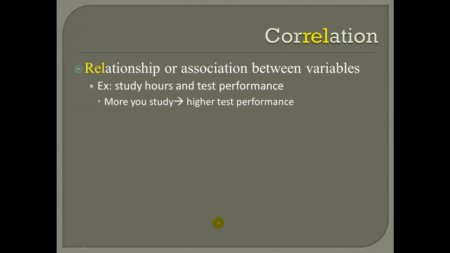So a couple examples here: how much a person studies versus their test performance. Okay, that's something that we would normally think there'd be a relationship in, and that we would think that the more a person studies, the higher they should get on a test. That would be essentially a linear relationship there.